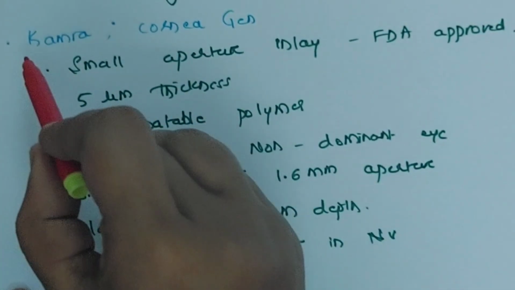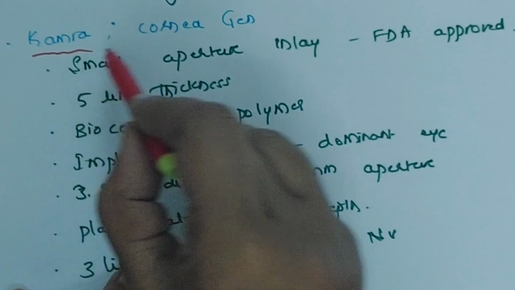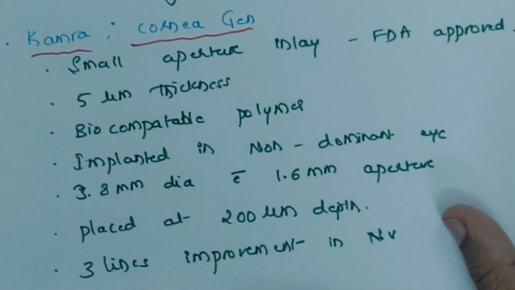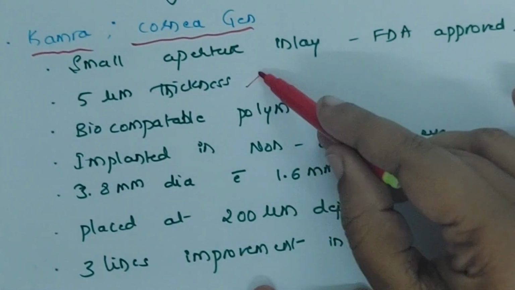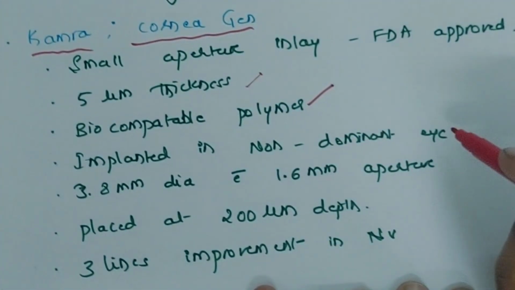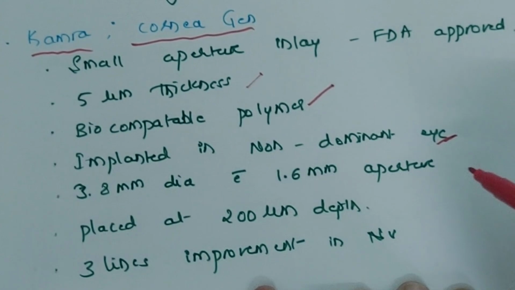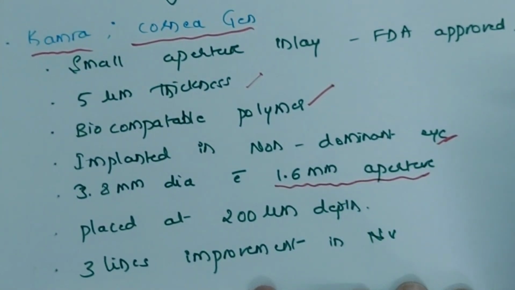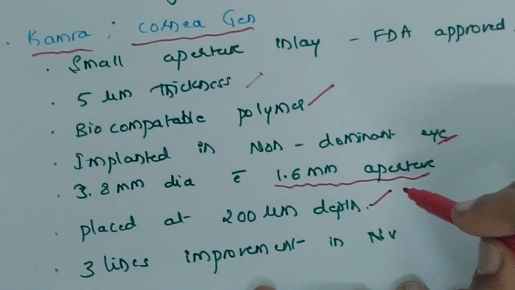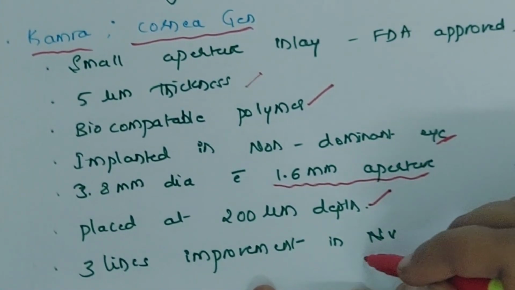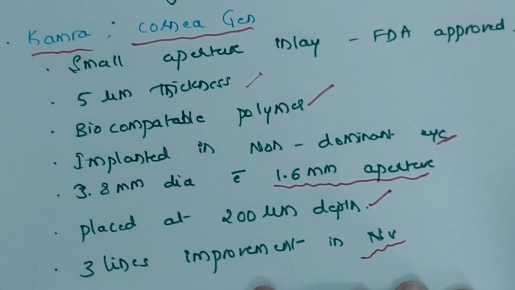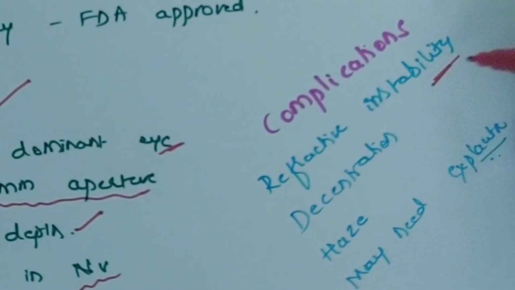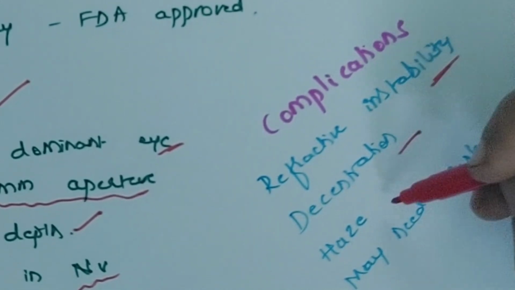So these are the available alloplastic corneal inlays, that is Kamra or the Corneal Gen, where it has a small aperture inlay which is FDA approved, 5 micrometers thickness, biocompatible polymer, implanted in non-dominant eye of the patient, 3.8 millimeter diameter with 1.6 millimeter aperture in the center, placed at 200 micrometer depth of the cornea. Patient can get 3 lines improvement in the near vision.